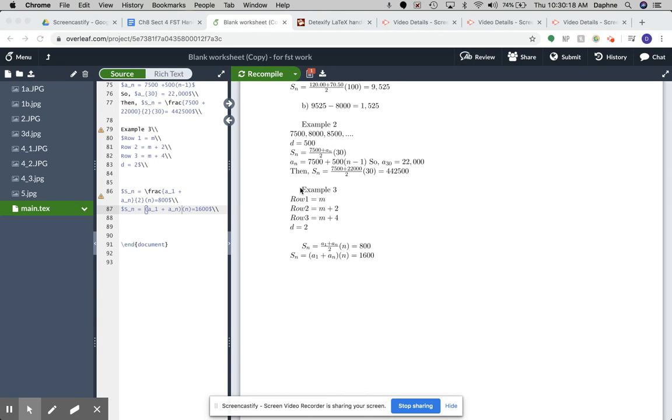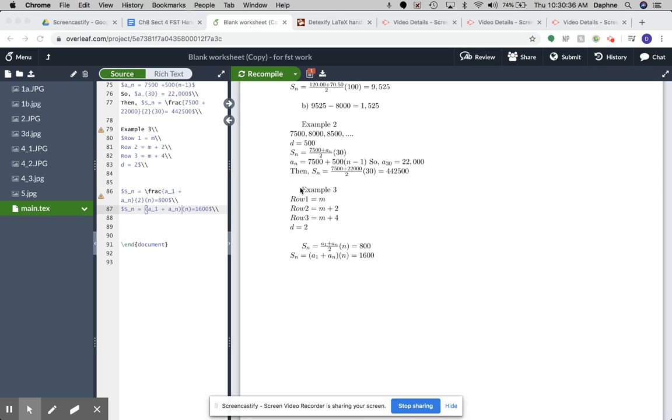So in example 3, the main floor of a new auditorium is planned to seat 800 people. So that's the total of our series. I'm skipping ahead. With seats arranged in 20 rows. Each row will have 2 more seats than the previous row. How many seats should there be in the first row?